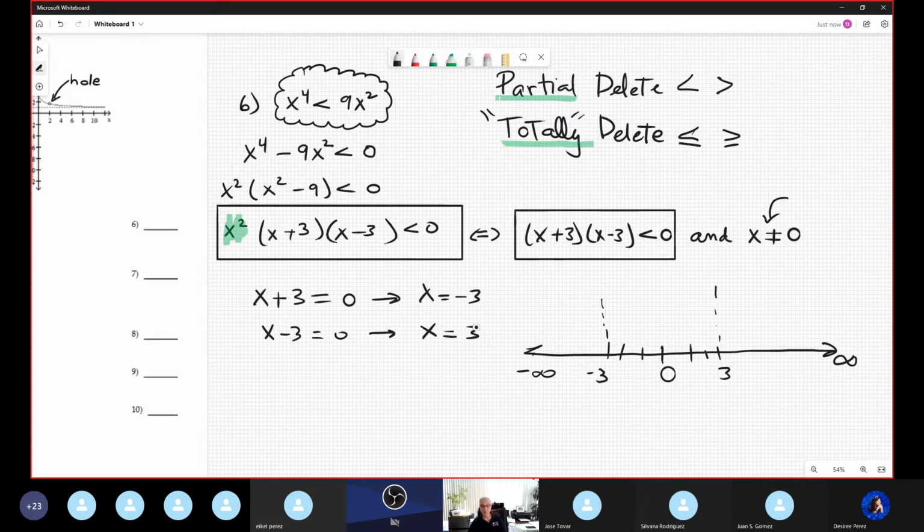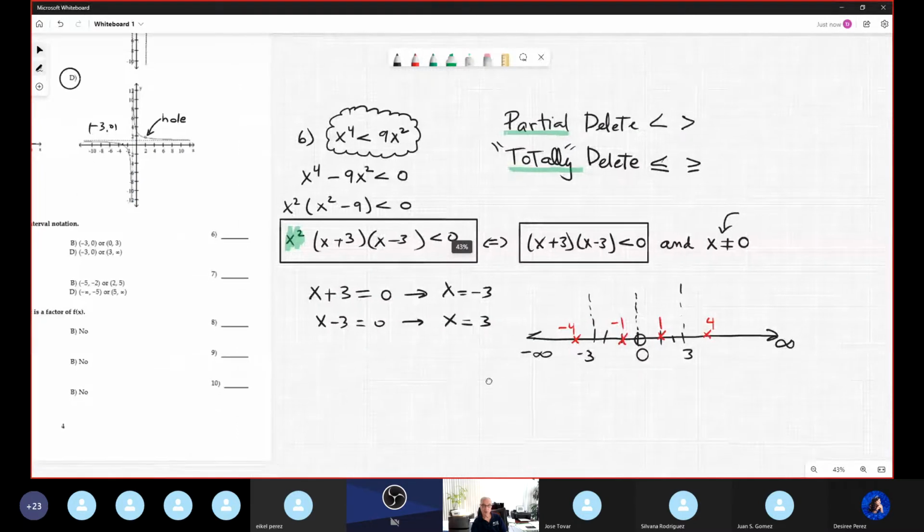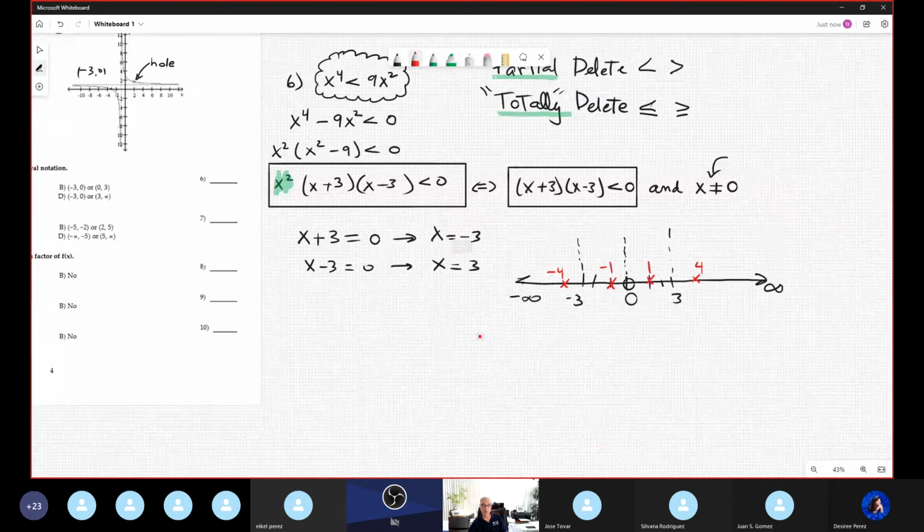Professor, do I put the partition at 0? Maybe yes, maybe no. It's up to you. Let's put the partition, since I know that we have a hole. So now selection of testing points. You select maybe negative 4, or negative 5, or negative whatever. Negative 1 or negative 2. And maybe positive 1 and positive 4. Okay, do I plug it into the original or do the table? Either way.